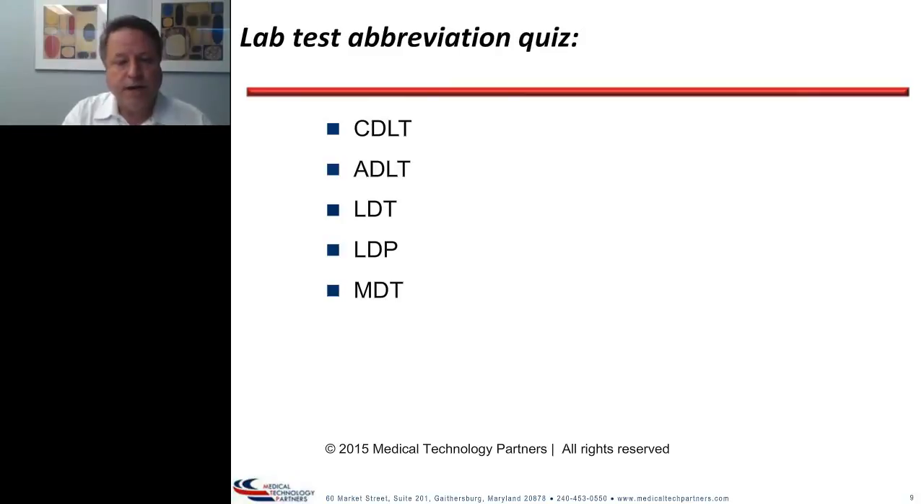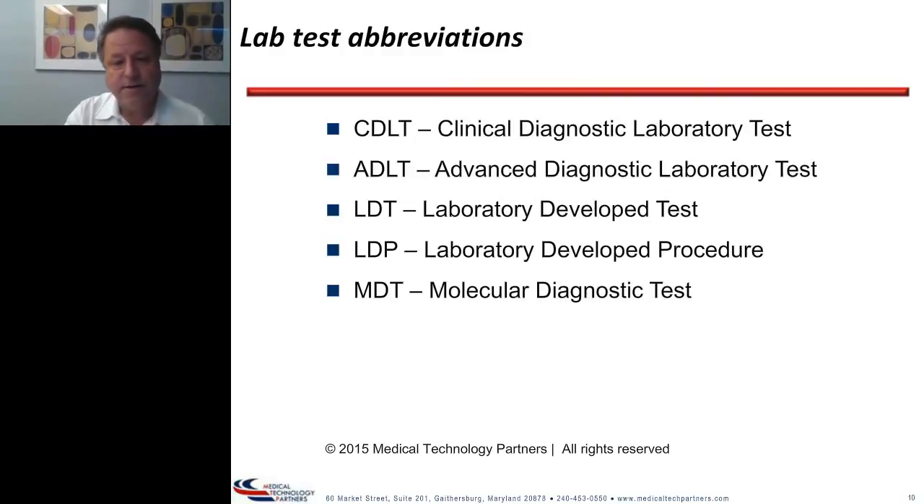So let's take a break. I've been throwing a whole lot of acronyms at you, so see if you remember which codes represent which: CDLT, ADLT, LDT, LDP, and MDT. Here they all are: Clinical Diagnostic Lab Test, Advanced Diagnostic Lab Tests, Laboratory Developed Tests, Laboratory Developed Procedures, and Molecular Diagnostic Test.